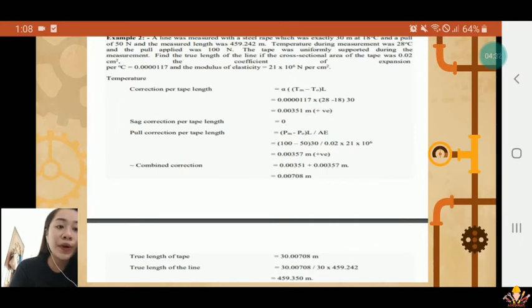In order to get the value of the combined correction, you'll have 0.00351 plus 0.00357 meter, which is equal to 0.00708 meter. To get the true length of the tape, you have here 30.00708 meters. So to get the true length of the line, you have the true length of the tape divided by 30 times 459.242, which is now the true length of your line: 459.350 meters.